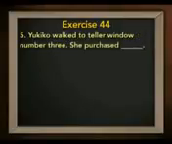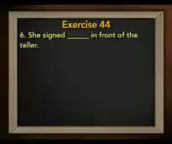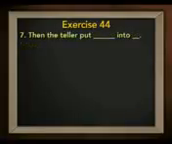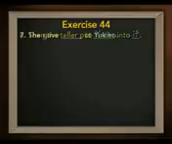Yukiko walked to teller window number 3. She purchased them, traveler's checks, right? She signed them in front of the teller. Then the teller put them into it, them, the checks, into an envelope, and she gave them to Yukiko. That's good.